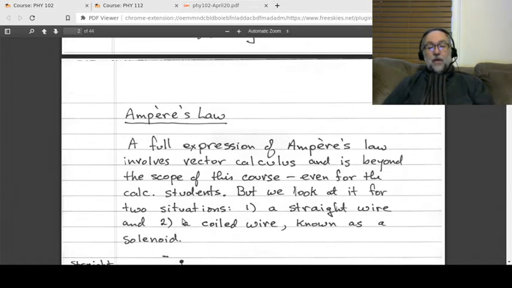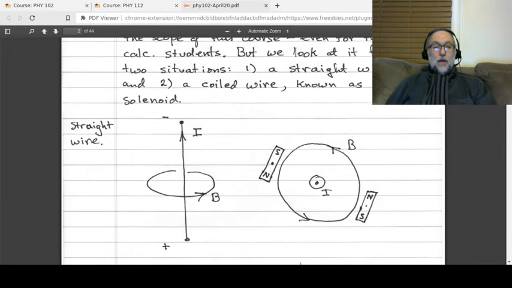So I can't give you a full expression of Ampere's law. It not only requires calculus, but it requires vector calculus, which is beyond the scope of even Physics 102. But I can give you a very good idea of what's involved in Ampere's law. I can give you some intuition, and also I'll give you the formulas for Ampere's law applied to two situations. One is a straight wire, and the other one is a coiled wire, which is known as a solenoid. Okay, and solenoids actually turn out to be very important for magnetism. All right, so let's start off with a straight wire.